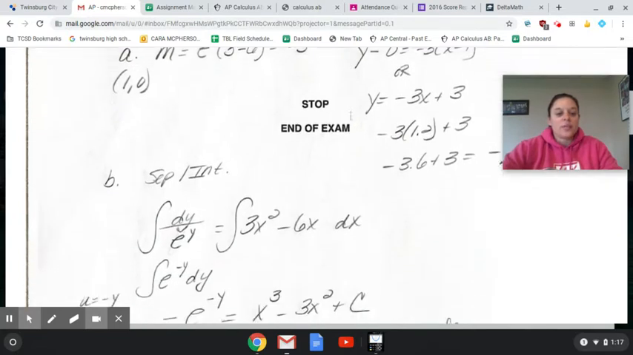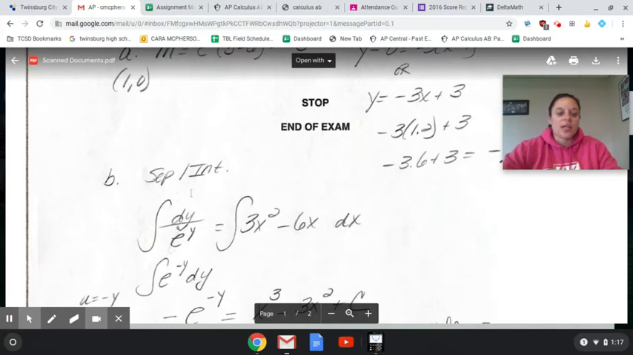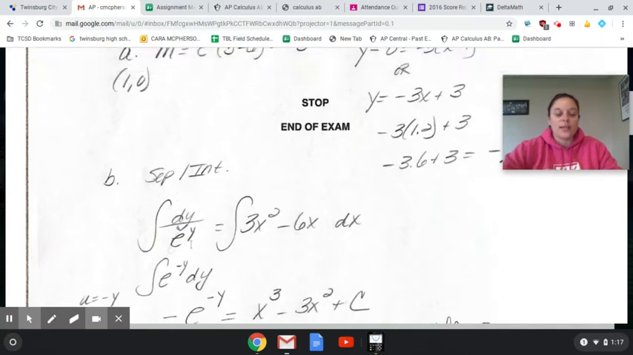So coming down here to part B, I just made a little note. I'm going to separate and I'm going to integrate. So I separate by bringing the e to the y to the other side. And really, that's about it with the separating. Your x's were already all on the right.